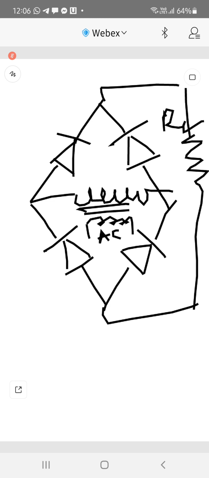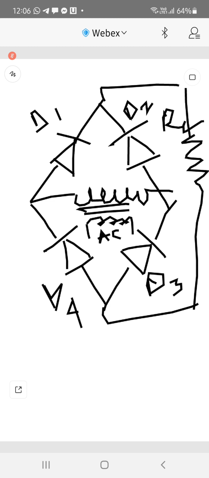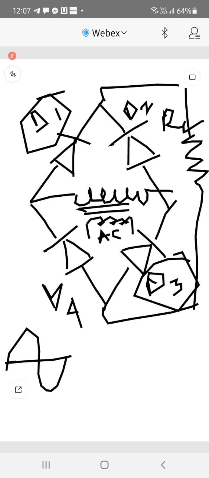Okay, so that was the bridge rectifier we discussed in the previous class. This was D1, D2, D3, and D4. So what happens is, in the forward bias condition, for the positive half cycle of the input waveform, D1 and D3 were forward biased. D2 and D4 were reverse biased.